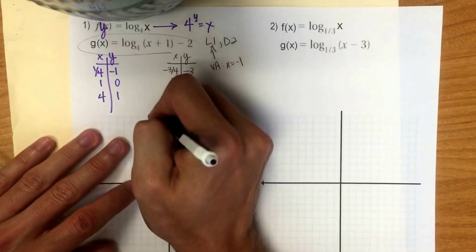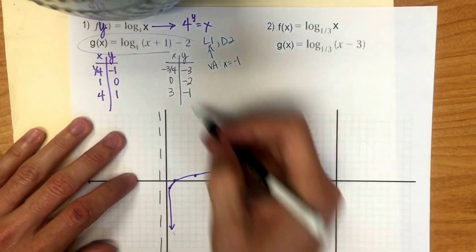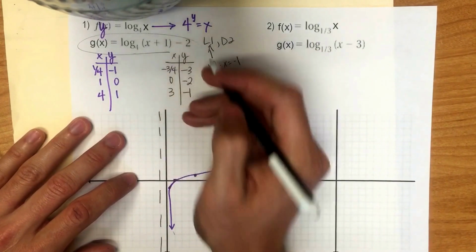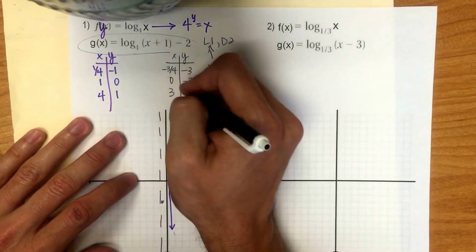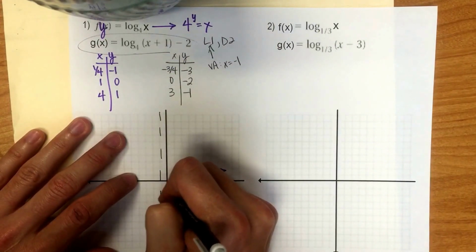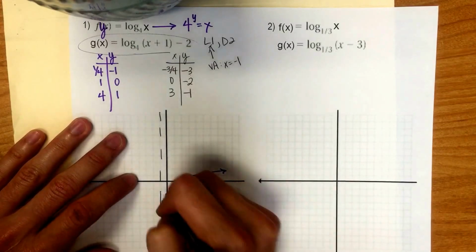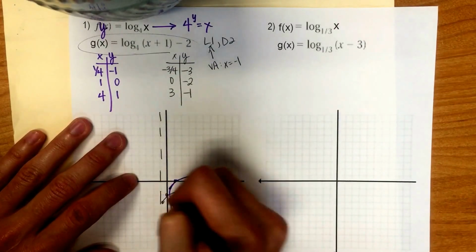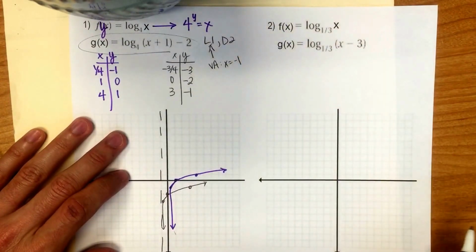So I'm going to graph that vertical asymptote at -1, and then graph my points. -3/4, -3. So I'd be down here, 0, -2, and then 3, -1. So I'm going to have the same shape. It's just been shifted left and down.